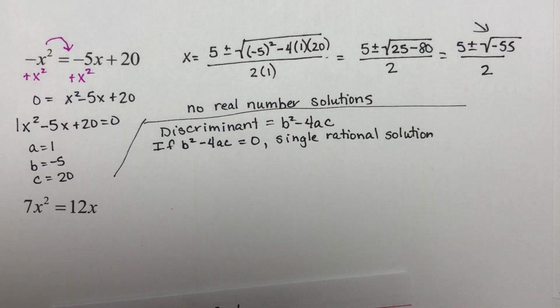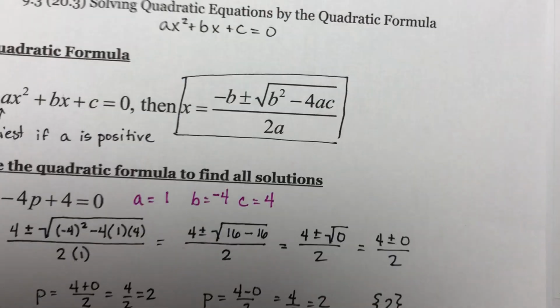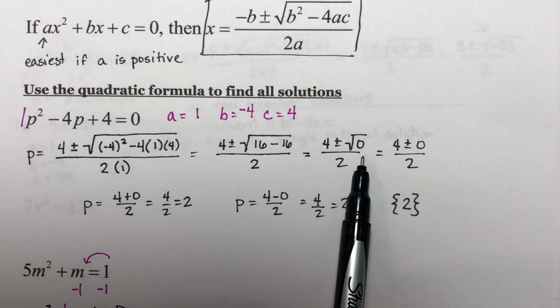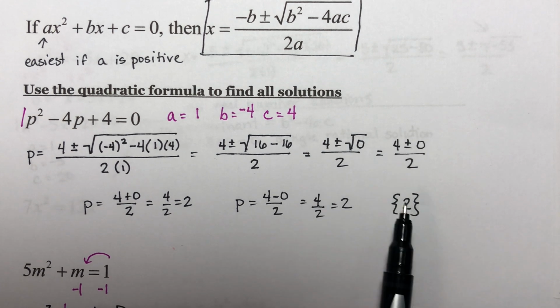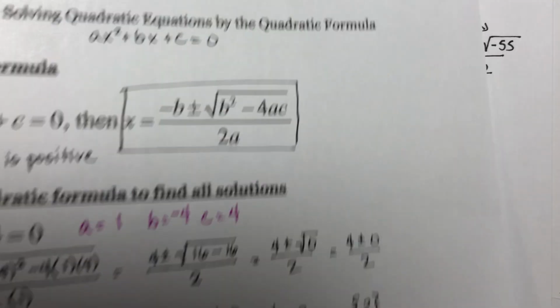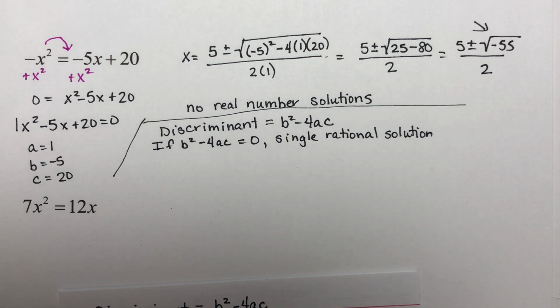Now, in this case, when we talk about rational, we're talking about things like a decimal that ends, a square root that's going to be exact. We're not going to end up with a square root in it that we cannot simplify any further. The first problem we worked was an example of this. Underneath the radical, the discriminant was 0. When we solved this, we got 2. We got one answer. There's no square root still involved, so it's a single rational solution.